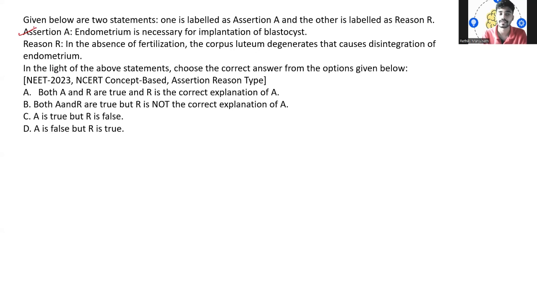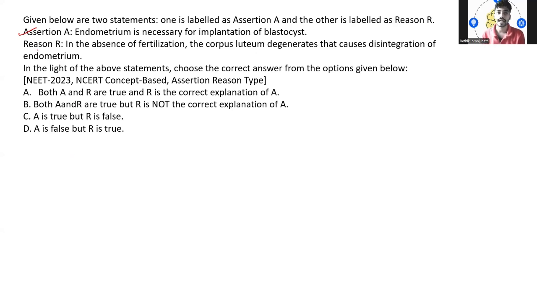So this is correct. Reason R: in the absence of fertilization, if fertilization doesn't happen, obviously the corpus luteum degenerates, which causes disintegration of the endometrium. That means it doesn't conduct. So what could be the right answer here? Both A and R are true, and R is the correct explanation of A. Or both A and R are true, but R is not the correct explanation of A. A is true, but R is false. A is false, but R is true.